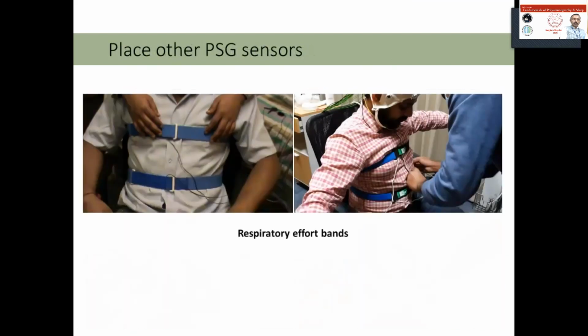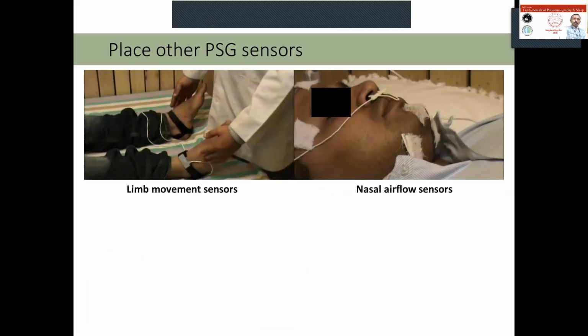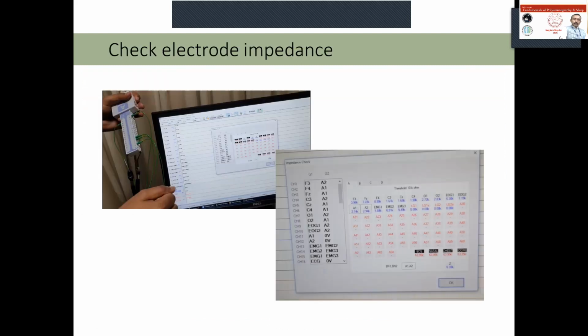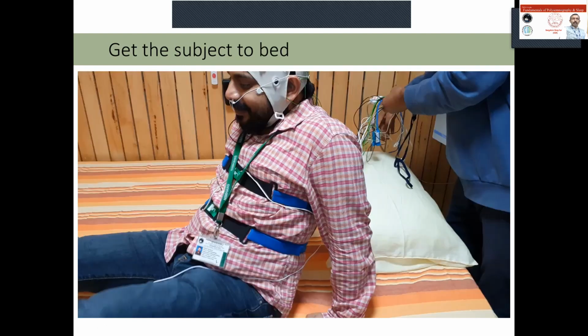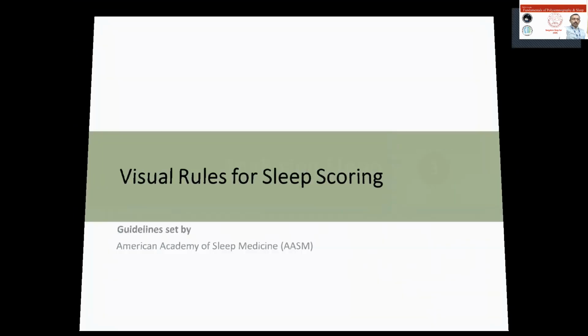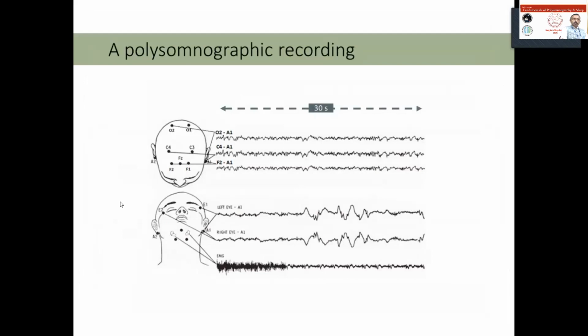And once these electrodes are placed, you can start placing the other sensors like respiratory bands here. And for limb movement and nasal airflow and snore, you can place sensors. And you need to check whether the electrode placements are correct using a measurement called impedance. And after that, you can check whether the electrodes are placed properly, and the subject can go into sleep. And once the subject sleeps, and the recordings are done, then the visual scoring is required.